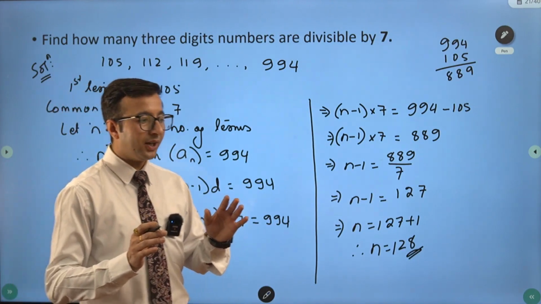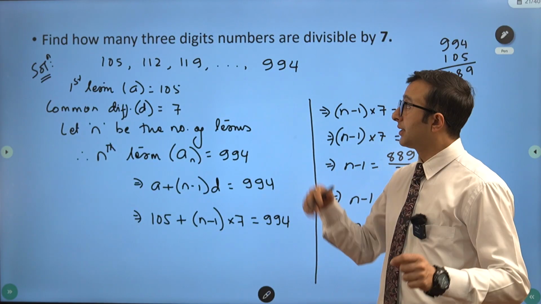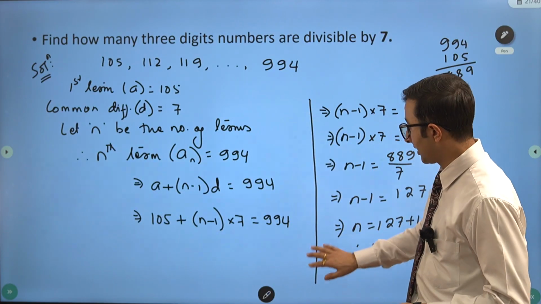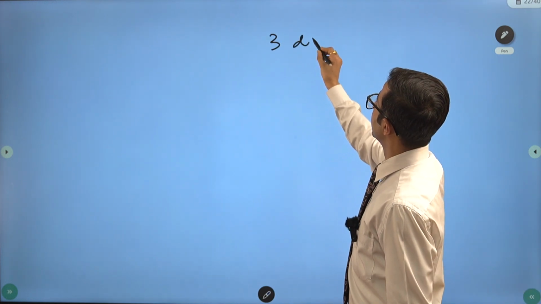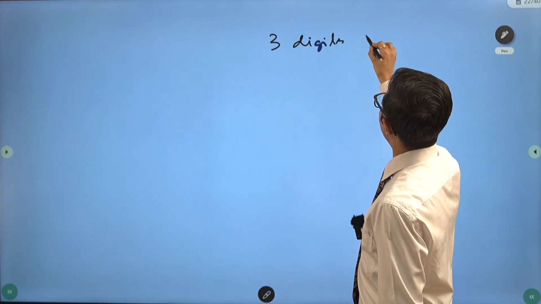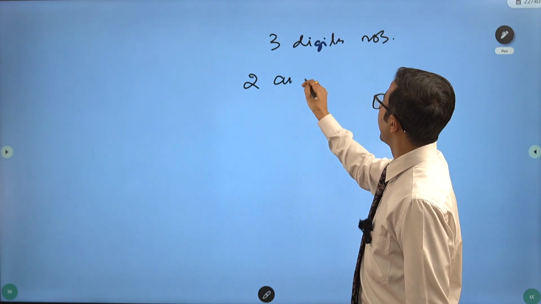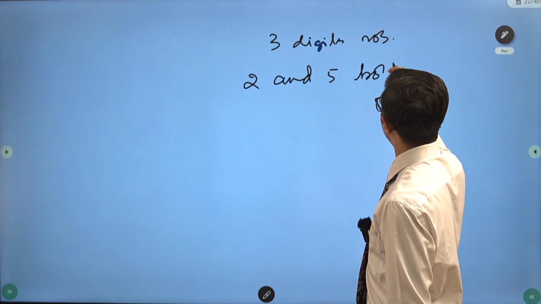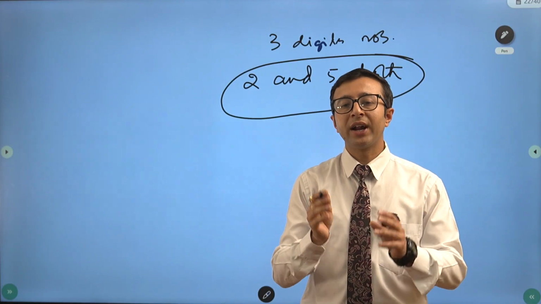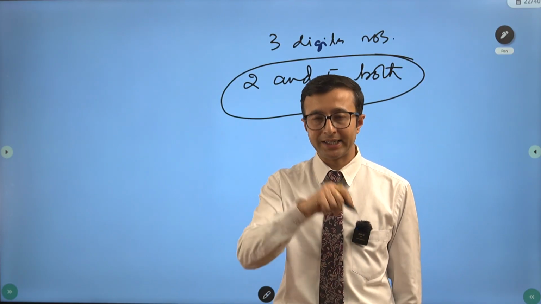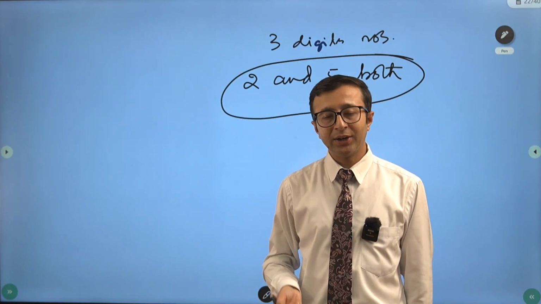Clear or not? This is only one of the questions that I have taken from the previous year questions. Similar types of questions may be asked. Just like that, find the number of three-digit numbers which are divisible by 2 and 5 both. Remember this, 2 and 5 both. If a number is divisible by 2 and 5 both, that number should be divisible by 10. So which will be the first three-digit number that is divisible by 10? That is 100. And which will be the last number?